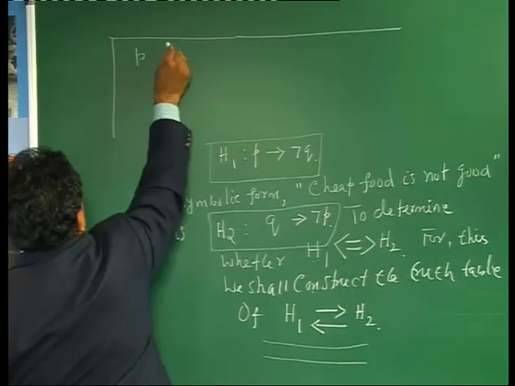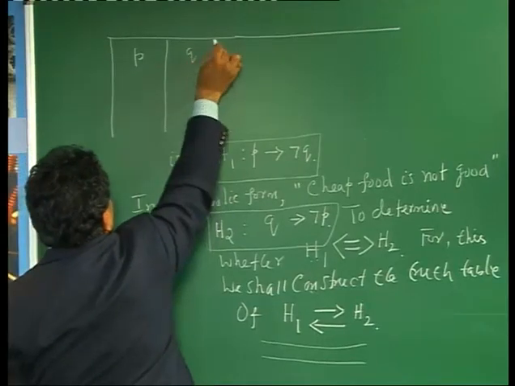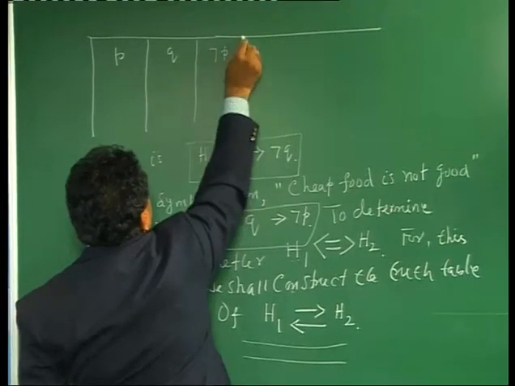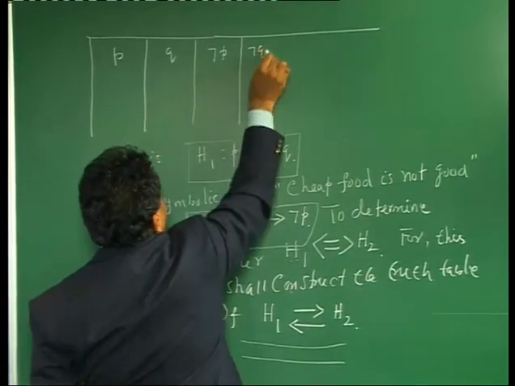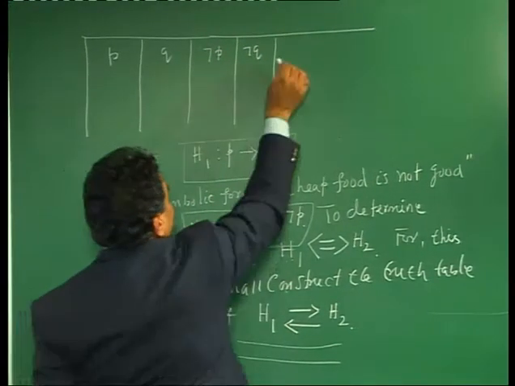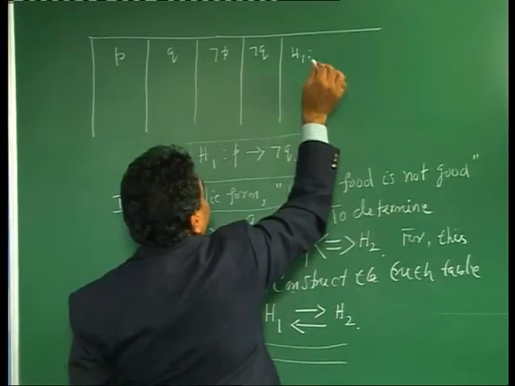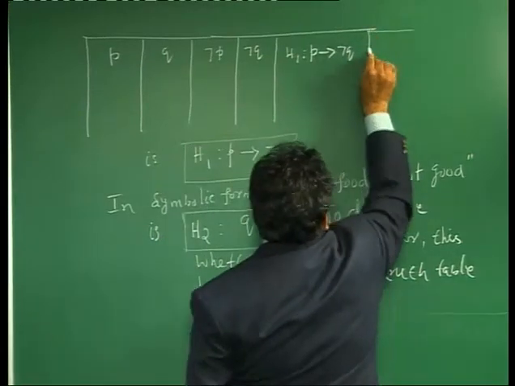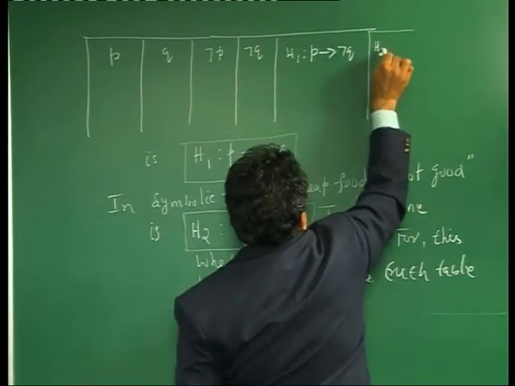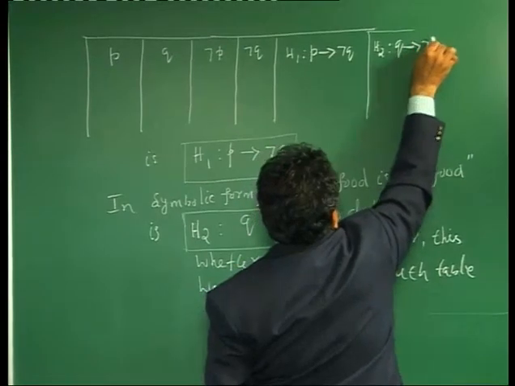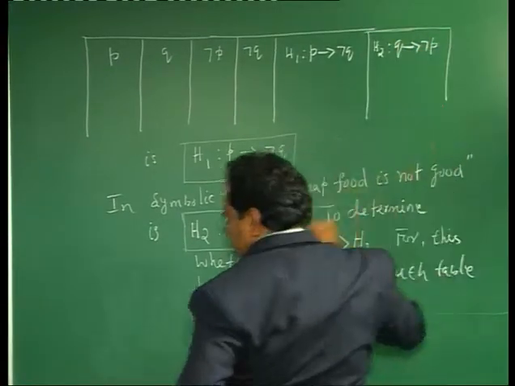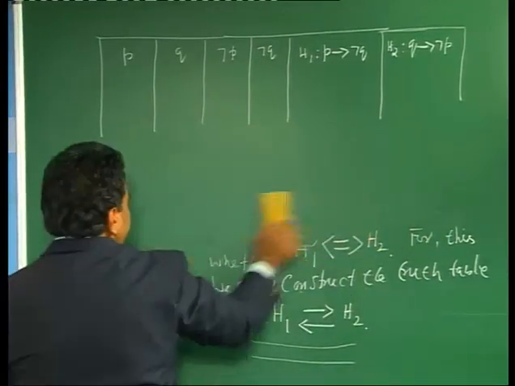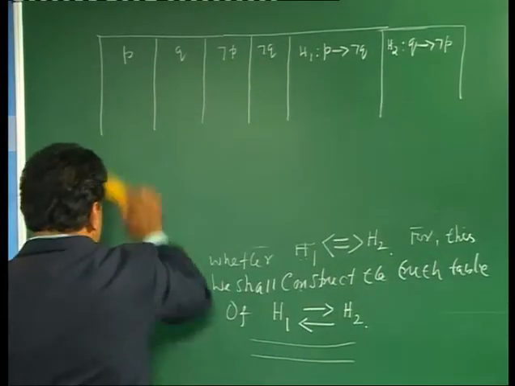First column for P. Second column for Q. Then we want negation P, then negation Q. Then H1. What is H1? H1 stands for P implying negation Q. Then H2, which stands for Q implying negation P. Clear? So, we shall now construct the truth tables of these two formulas. Then we will be able to answer this question. Okay?